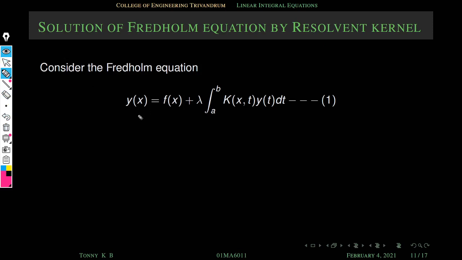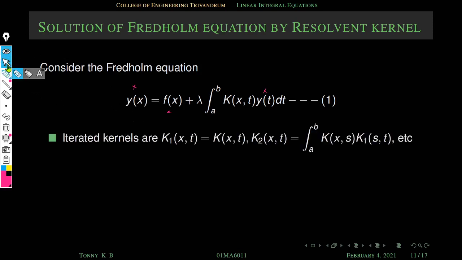Consider the Fredholm equation y of x is equal to f of x plus lambda integral a to b k(x,t) y of t dt. Here f of x is known, we have to find this unknown function y of x. Every other term is known. f of x is known, lambda is known. Lambda is a parameter, may be given or it's a constant. And k(x,t) is also a known function. So we have to find the unknown function y of x. That is our main problem.